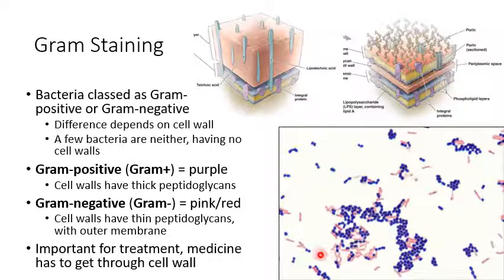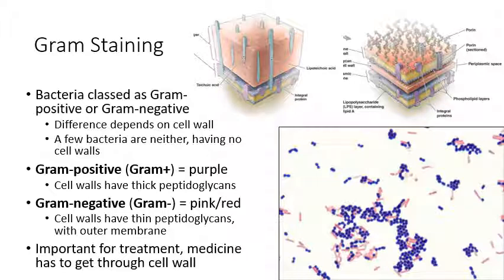So when you do a Gram stain on bacteria and you see that some of them are purple and some of them are pink or red, then that's already telling you something about their cell walls, which is very useful because it's a simple stain, it's quick to do, and it lets you see real easy which ones would have a Gram-positive cell wall or a Gram-negative cell wall.